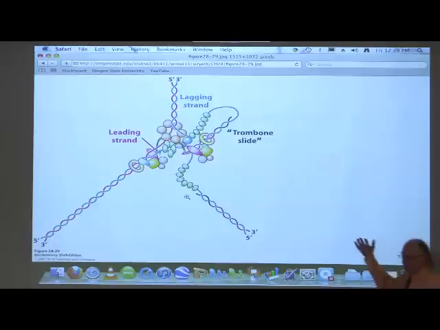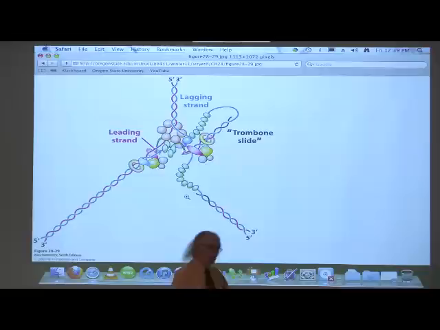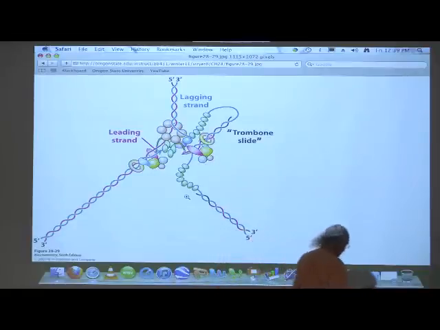Now, when you look at the YouTube videos that I have out there, you'll see this trombone forming, and again, the orchestration of the proteins coming in and doing their thing within here.